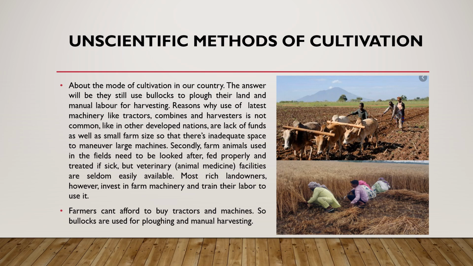Secondly, farm animals used in the fields need to be looked after and treated if sick. In Pakistan, most rich landowners, however, invest in farm machinery and train their labor to use it. As you can see in both these pictures, the old methods of cultivation are still running in Pakistan. The first is the bulls used in the agricultural land in absence of technology, and harvesting by hands, with some laborers working in the fields.